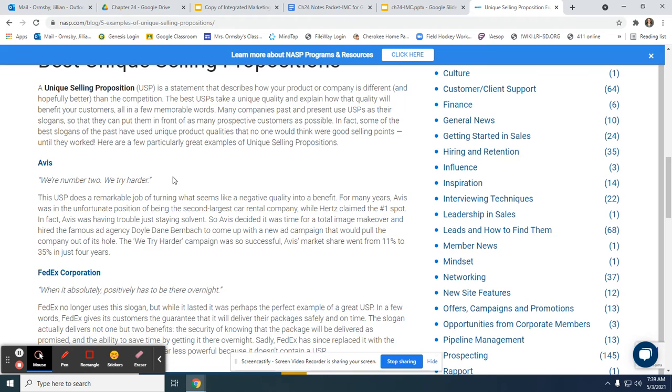And this is really good because it takes a negative and it turns it into a positive. The negative is they're not the leading car rental company. Hertz is and has been for a long time. So, what they're drawing attention to is the fact that although they're not the best, they're trying harder than Hertz to make you happy as a consumer, to make sure that you know that they are going to supersede Hertz in customer service because they're number two.